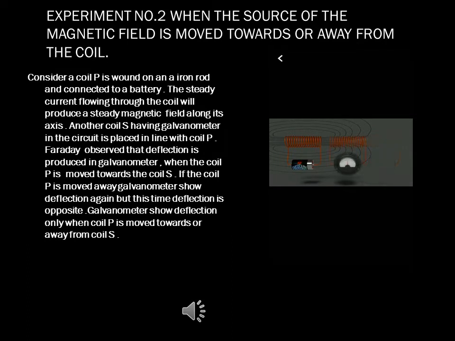We will hold the second coil nearer to the first coil. More specifically, hold the second coil under the influence of the magnetic field of the first coil. Now, we can observe that no voltage appears across the second coil. There will be no deflection in the pointer of the galvanometer.